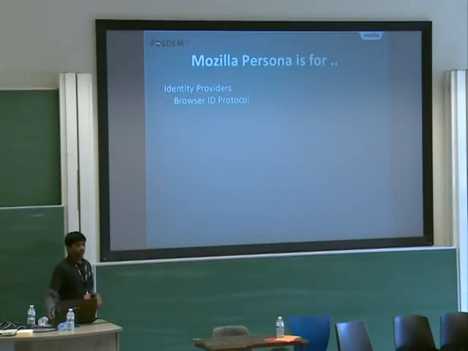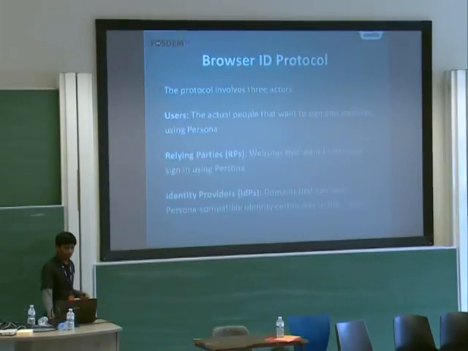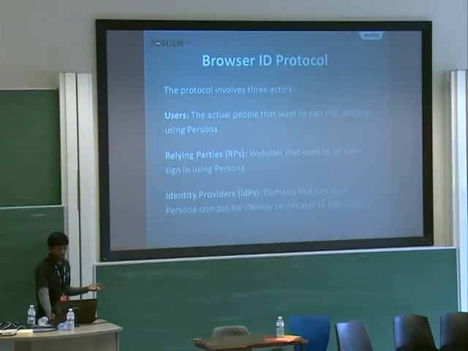And let me tell you, this Persona is basically working on the BrowserID protocol. So let me tell you how that BrowserID protocol works. Mainly this protocol has three actors: users, relying parties, and identity providers. Users are quite common, who log in to the web. Relying parties, let's take WebMaker as an example. WebMaker.org is a relying party, and the identity provider is what we use as a login. Like if you use something@yahoo.com as a login, that would be the identity provider.